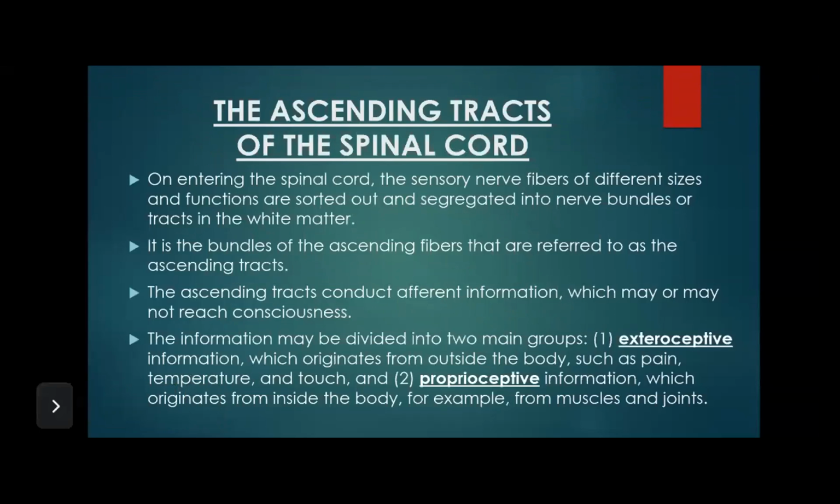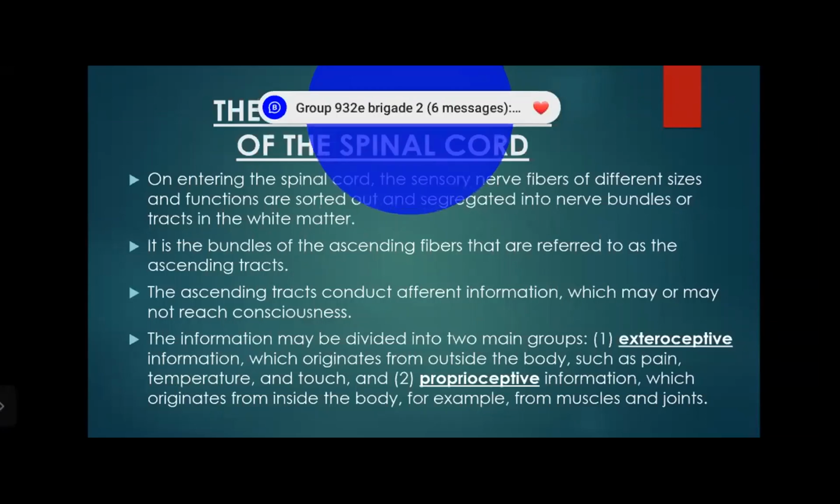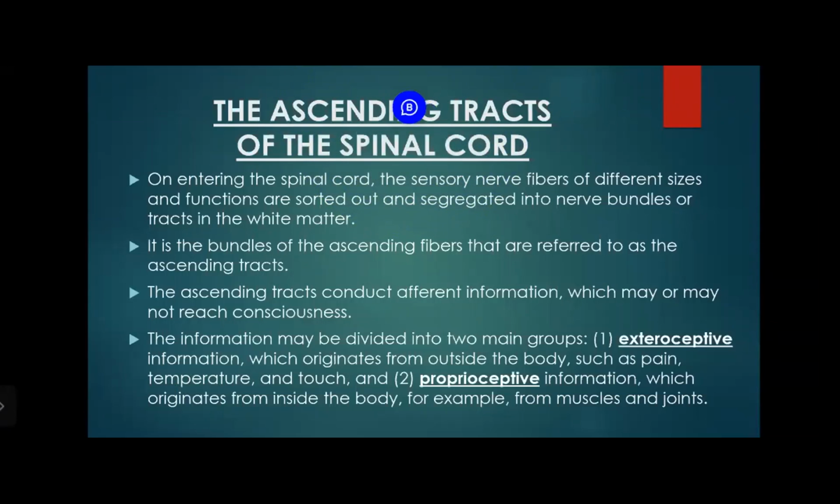So the ascending tracts of the spinal cord: on entering the spinal cord, the sensory nerve fibers, which have different sizes and functions, are sorted out and segregated into nerve bundles or tracts in the white matter. These bundles of ascending fibers are referred to as the ascending tracts. They are mainly divided into two groups: exteroceptive information, which originates outside the body, such as pain, temperature, and touch, and proprioceptive information, such as from muscles and joints.